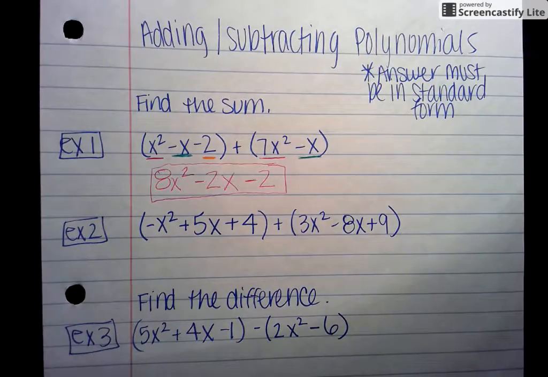So you have to be careful because you're not multiplying, so you're not adding the exponents, you're just keeping them the exact same. So in this next one I have negative x squared plus 5x plus 4 added to 3x squared minus 8x plus 9.